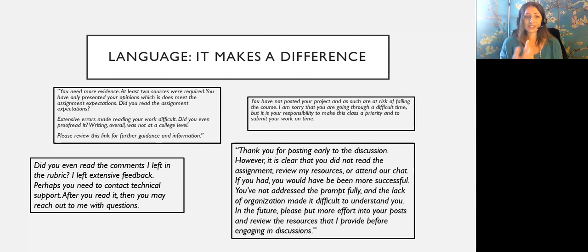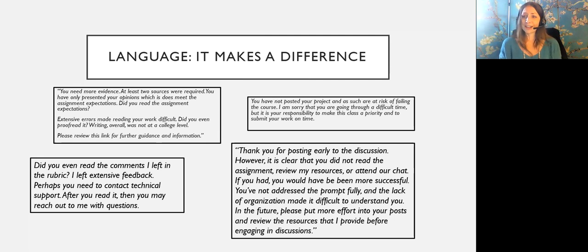To quote, "You need more evidence. At least 2 sources were required. You've only presented your opinions, which does not meet the assignment expectations. Did you read the assignment expectations? Extensive errors made reading your work difficult. Did you even proofread it? Writing overall was not at a college level. Please review this link for further guidance and information."